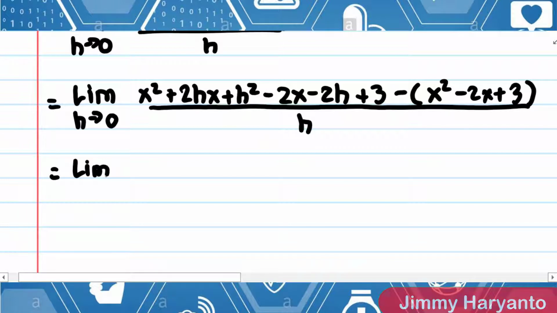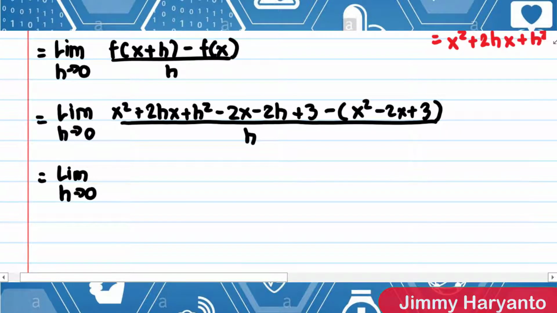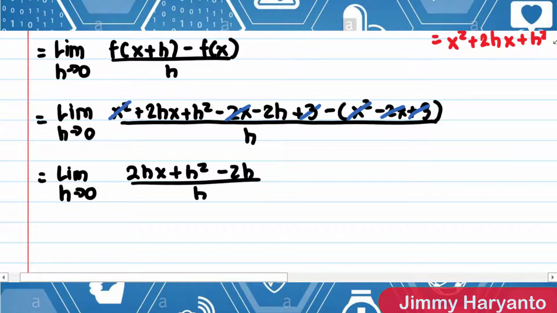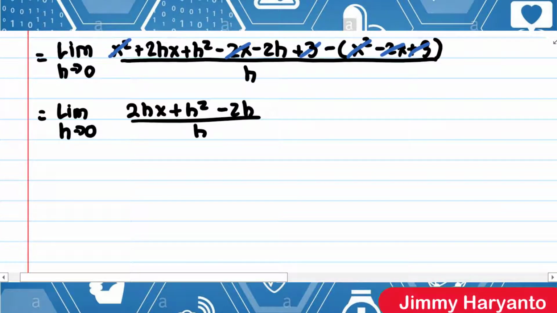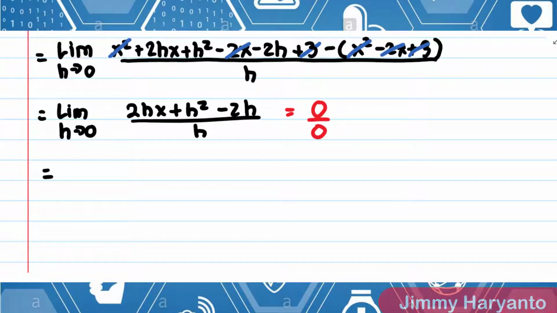Okay, next, let's simplify the function. Limit h approaching 0 from x squared minus x squared is 0, negative 2x plus 2x also 0, and this one is 0, this one also 0, and then 3 minus 3 equals 0 also, and you will have 2hx plus h squared minus 2h over h. Yeah, okay. This is the simplest form that you can get from the function. As you can see, if we put h equal to 0, you will get 0 over 0 again. So this is the indeterminate form.